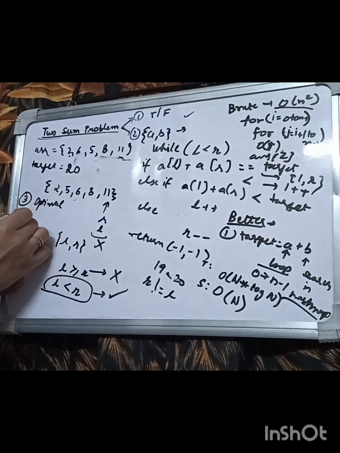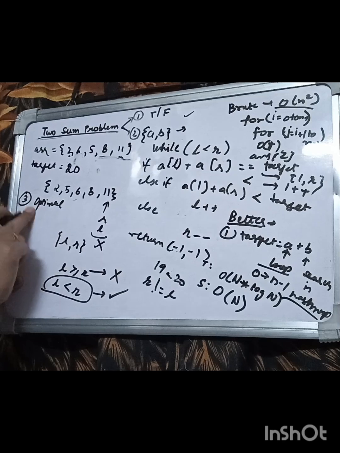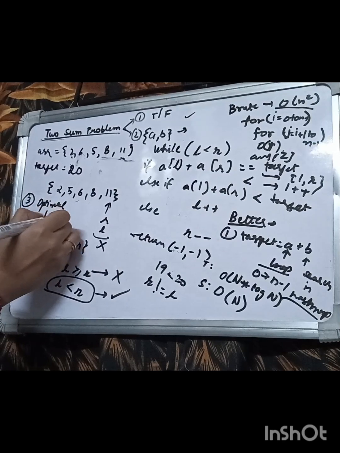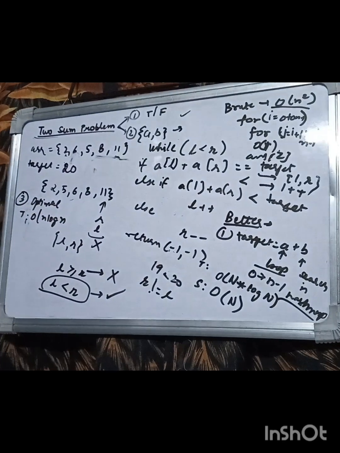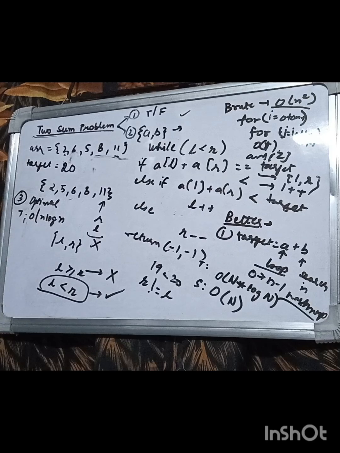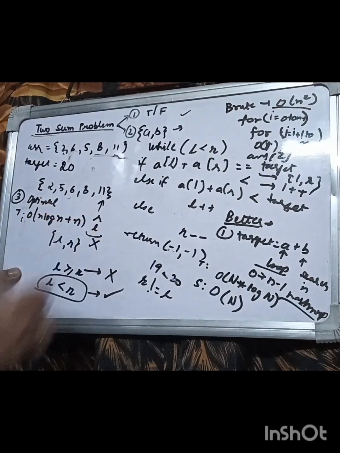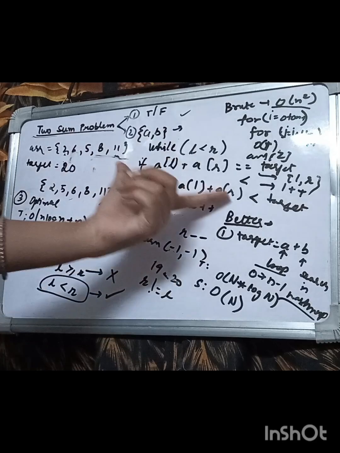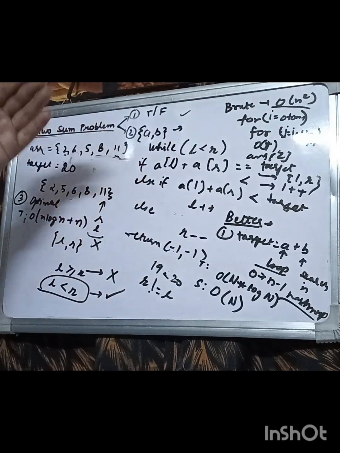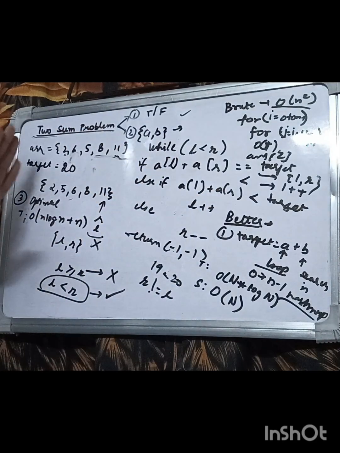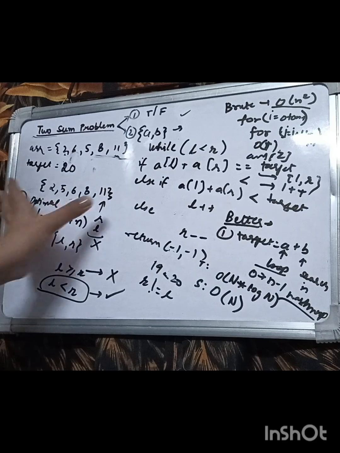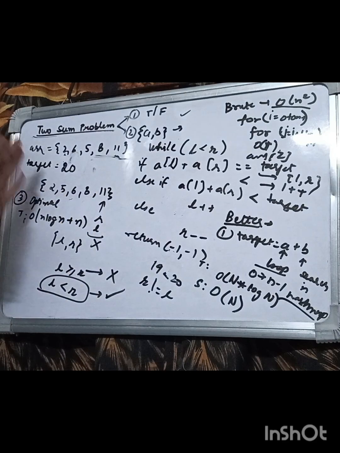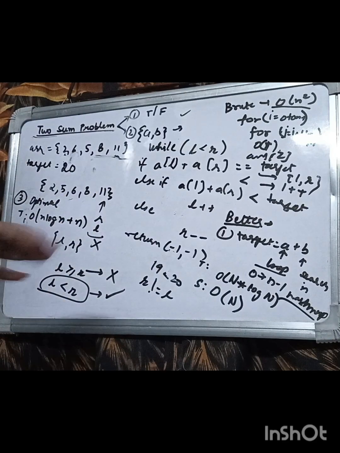In this, first we are sorting. For sorting, the time complexity is O of n log n. Then we are iterating on every element, that means O of n. The logic is that you just have to sum them up: if A of L plus A of R is equal to the target, then no worries, you just return L comma R.